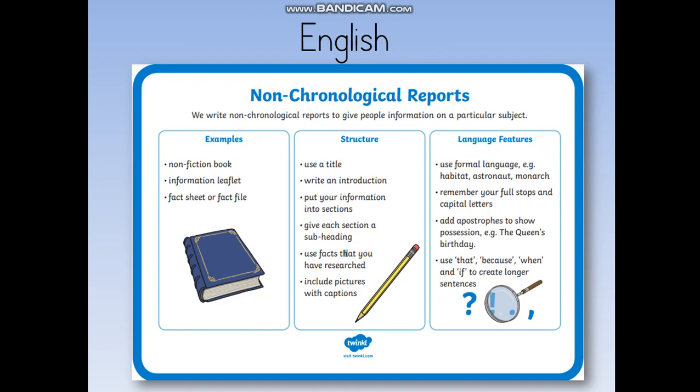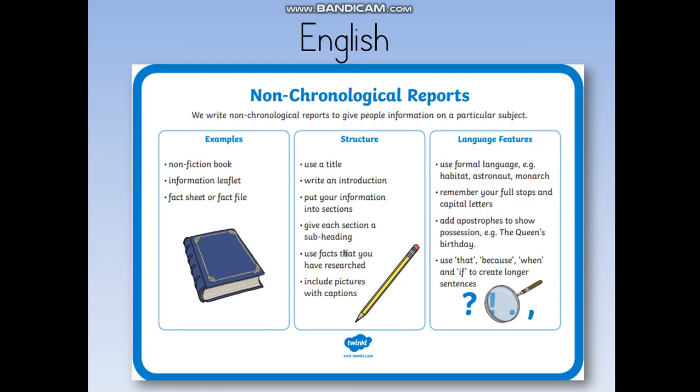So before we get started, let's have a look at what a non-chronological report is. We write a non-chronological report to give people information on a particular subject. So we are giving people information on dragons in our report to teach people all about dragons. Some examples of that are a non-fiction book, which we've been looking at and used to help us get our information, leaflets, fact sheets and fact files. And last week on Friday you looked at the castle fact sheet, didn't you? As an example of a report too.